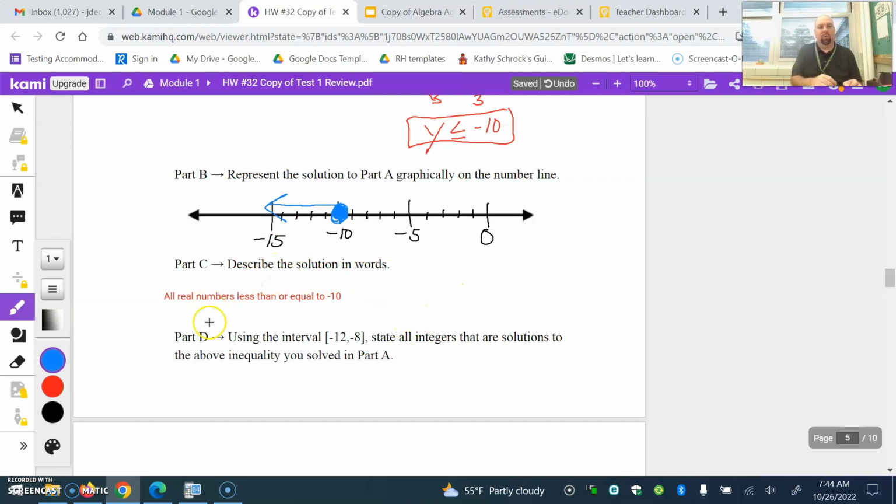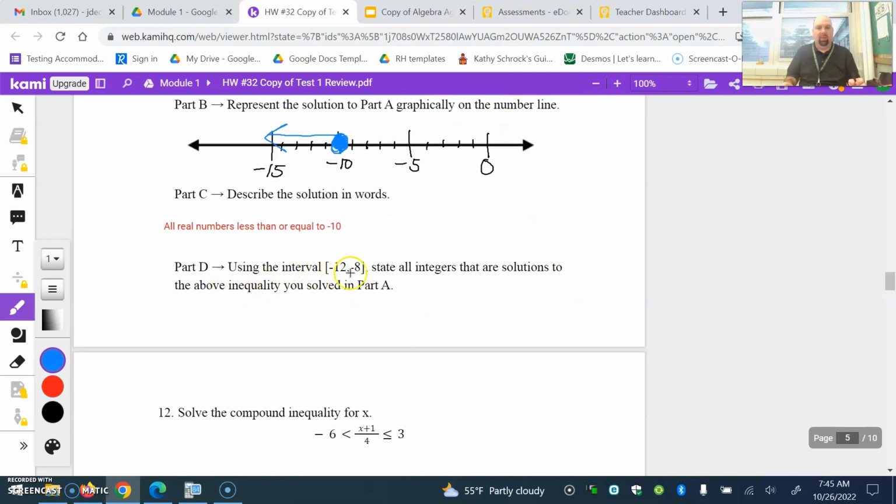Describe the solution in words for part C. All real numbers less than or equal to -10. Pretty simple there. And then part D, using the interval -12 to -8. So what that means is I'm going to list my numbers. -12 is my low number, -8 is my high number. -12, -11, -10, -9, -8. So I'm listing the numbers that I have. State all integers. That's why I didn't put the numbers in between. That are solutions to the above inequality you solved in part A.